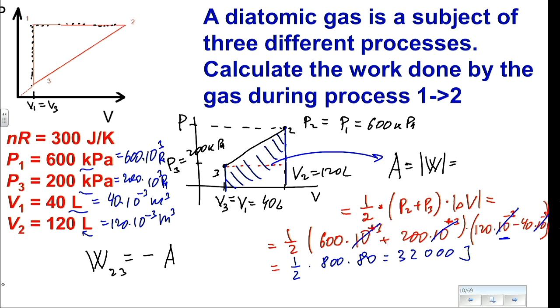So basically, a kilopascal times a liter equals a pascal times a cubic meter, which is a joule. All right. So, any questions?